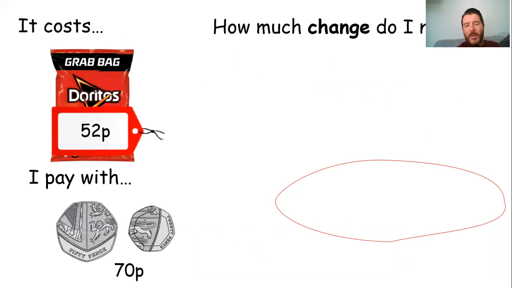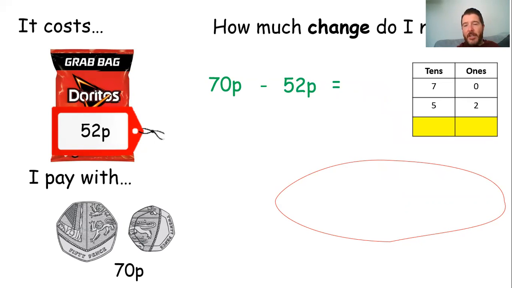Well, what's our number sentence going to be? Our total is 70. That's what we start with. We've taken away something that costs 52p. Use my column method to help me solve it. So I can't take 2 from 0, so I need to exchange 1 ten for 10 ones. 10 take away 2 is 8. 6 tens take away 5 tens is 1 ten.